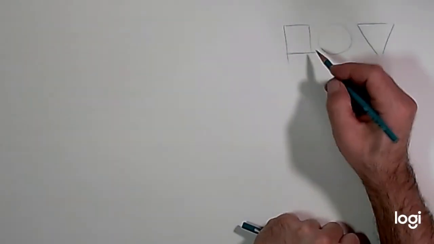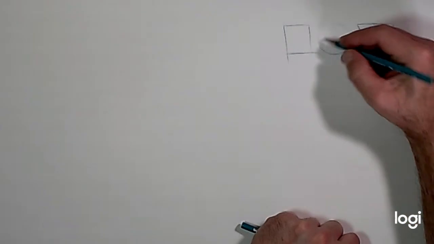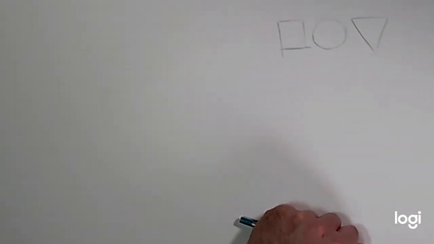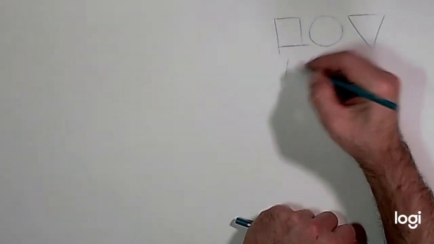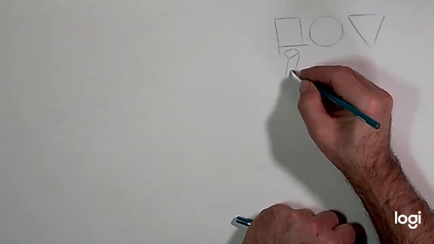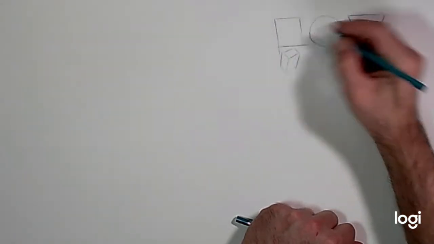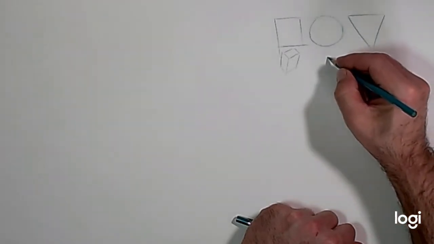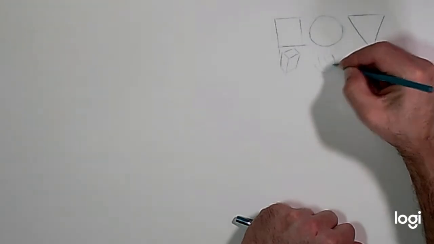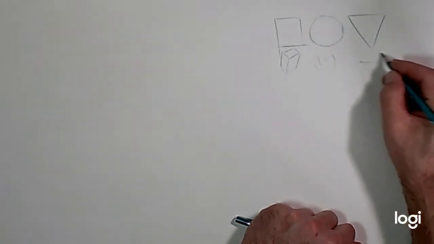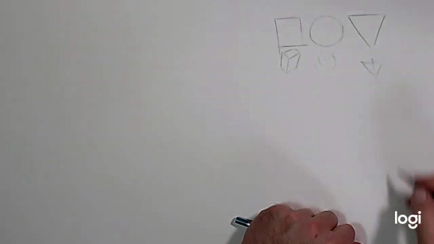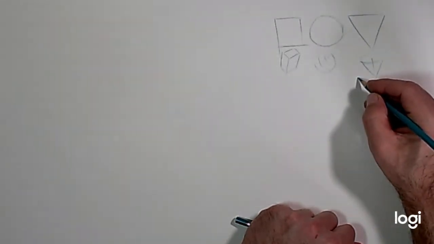Geometric solids, starting out with a square, circle, and triangle, and moving to a cube, sphere, cone, and pyramid.